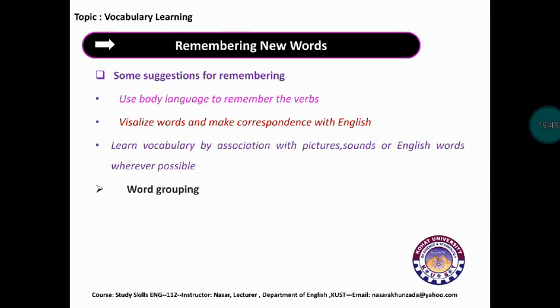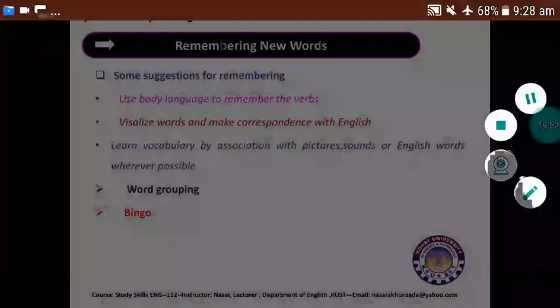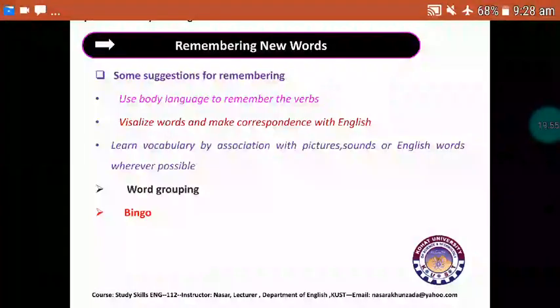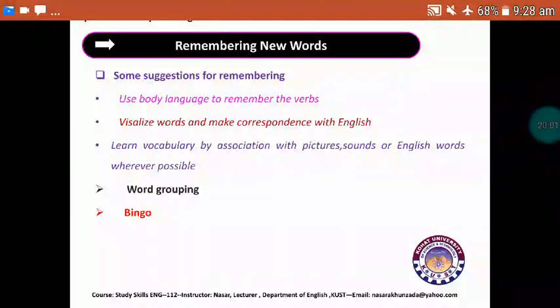Word grouping. Bingo. Dear students, bingo is a game of chance, used to indicate that another person's statement is correct. You can use any children's version of bingo but speak in the language you are learning. Alternatively, you can make your own version with your vocabulary cards.